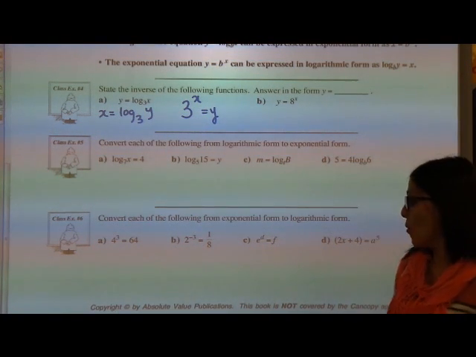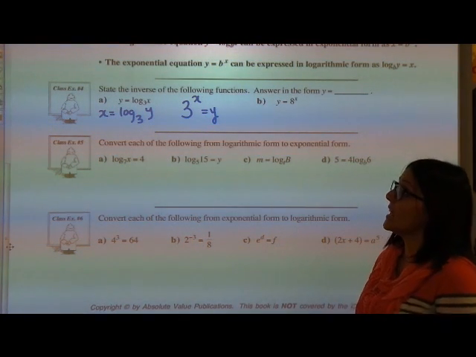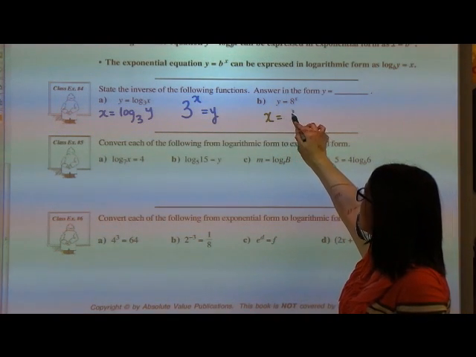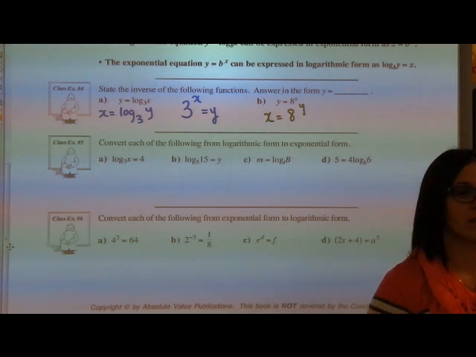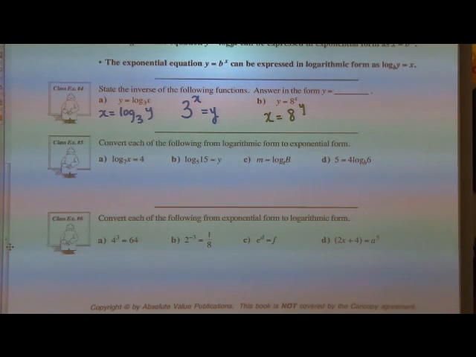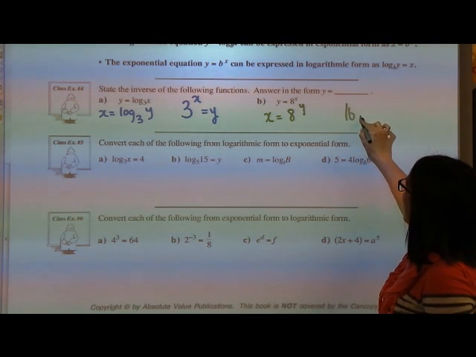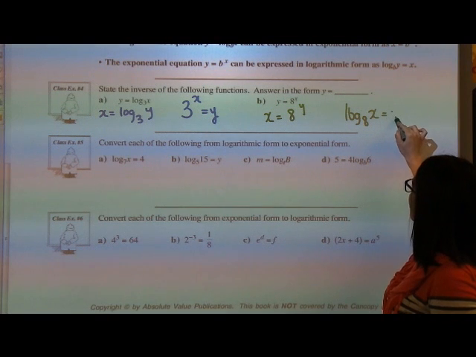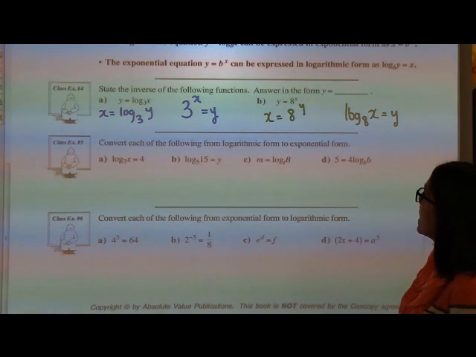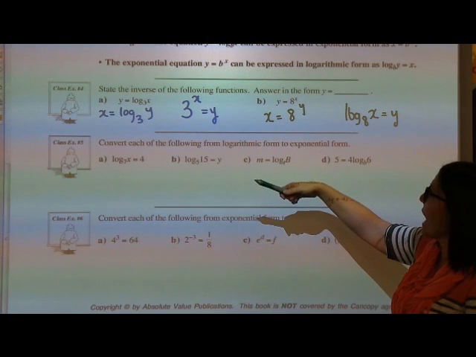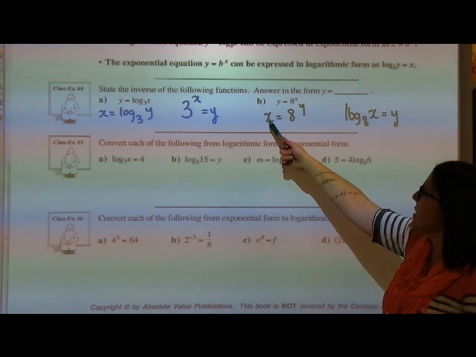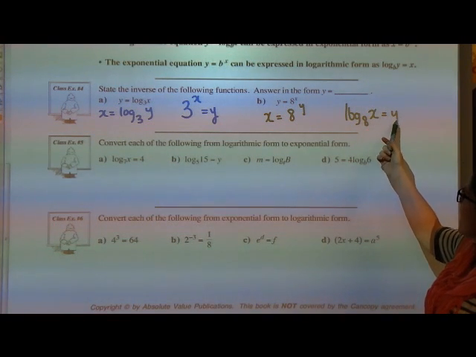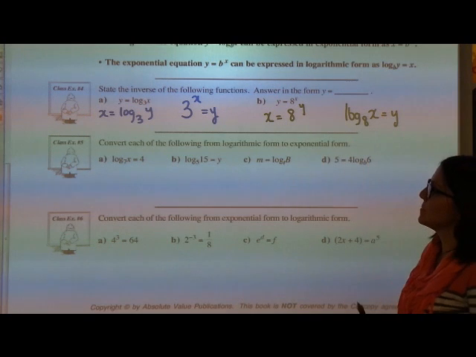If I look at b, if I want to write that in inverse form, the x and the y exchange places, and I get x equals 8 to the power of y. If I want to write this into logarithmic form, the base and then x equals y. So what I end up having is the be happy, and in here, bacon and eggs, so the exponent and the eggs.